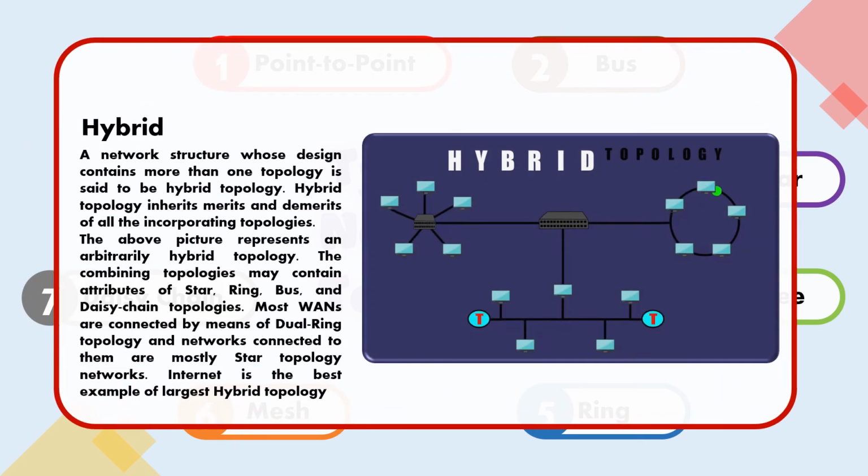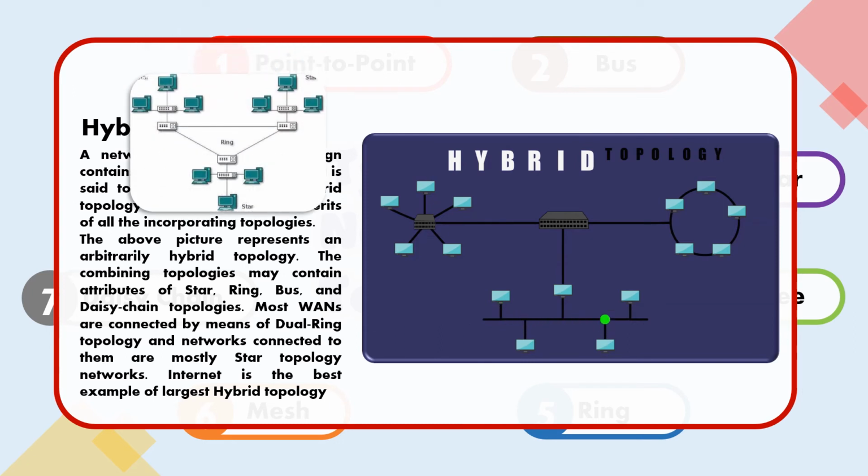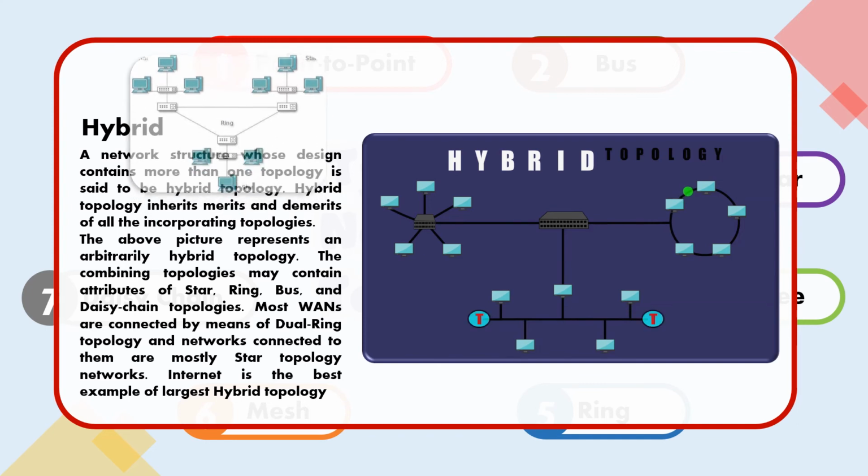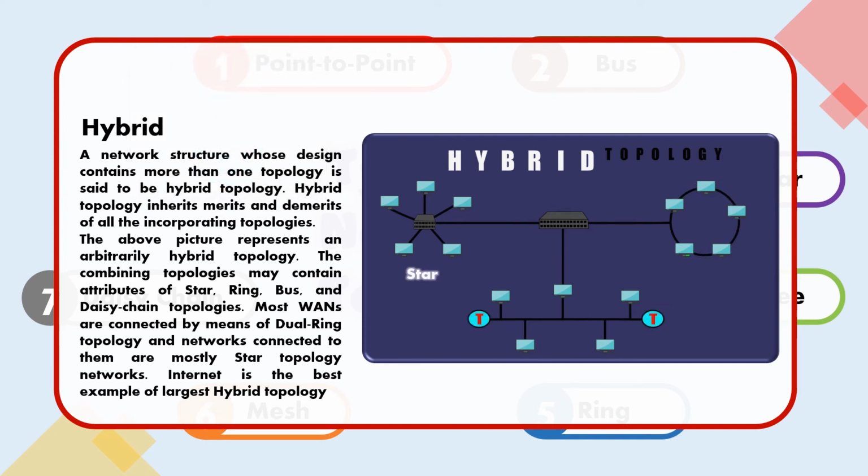Hybrid topology. A network structure whose design contains more than one topology is said to be hybrid topology. Hybrid topology inherits merits and demerits of all the incorporating topologies. The above picture represents an arbitrary hybrid topology. The combining topologies may contain attributes of star, ring, bus, and daisy chain topologies. Most WANs are connected by means of dual ring topology, and networks connected to them are mostly star topology networks. Internet is the best example of the largest hybrid topology.